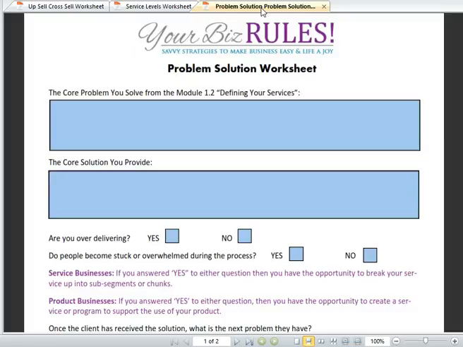Key questions here, because if either of those, if you're a service-based business and the answer is yes, then you have the ability to chunk or segment your solution. If you have a product and your answer is yes, then you have the opportunity to create a service or a program to support the product, okay? So I want you to see that sometimes things that we might feel are bad things in our business can actually show us the best opportunities.